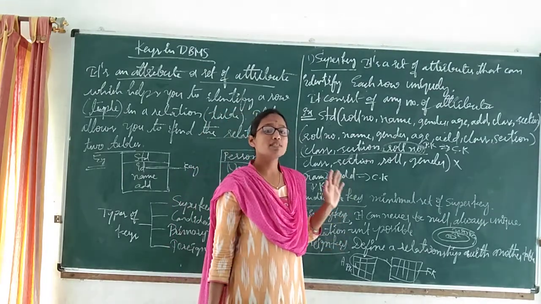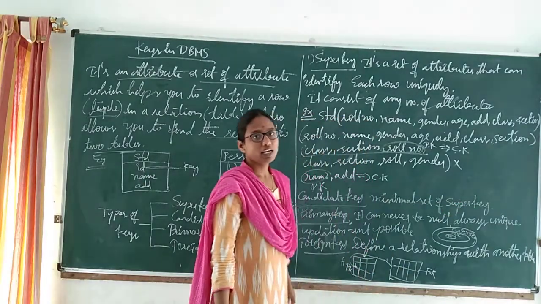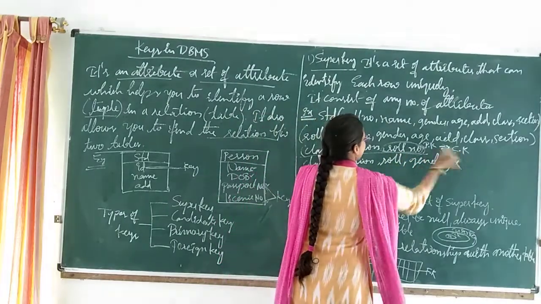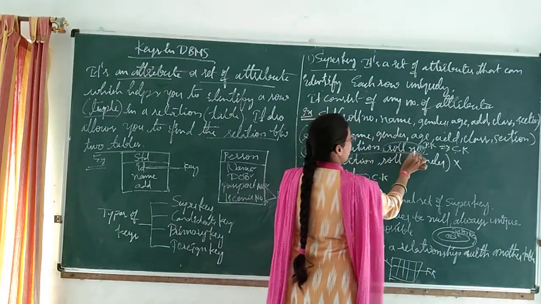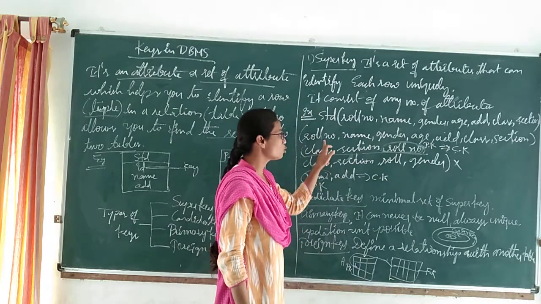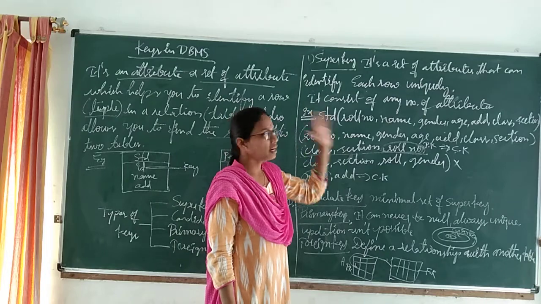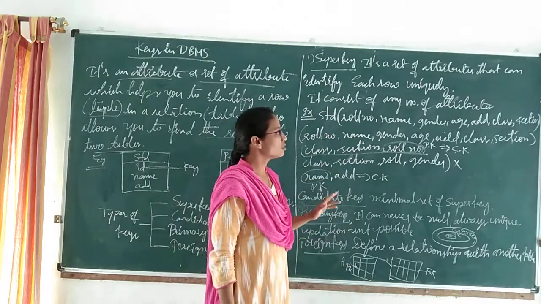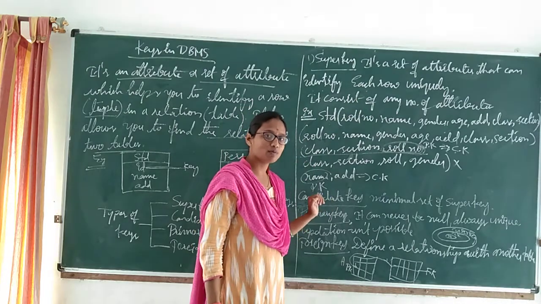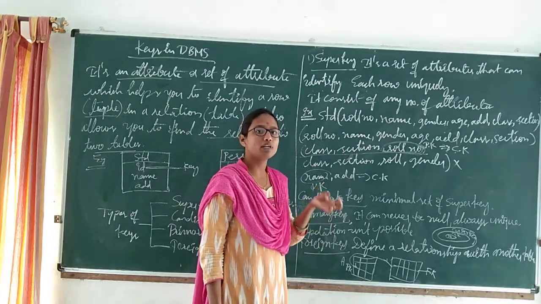And the next one is the candidate key. It is a minimal set of a super key. Just observe: here, this total set of attributes is a candidate key, a minimal set of super key. A super key is nothing but a set of attributes, with the condition that each row is unique.